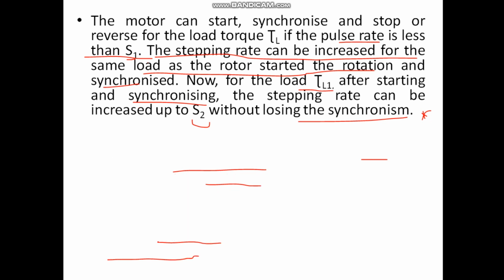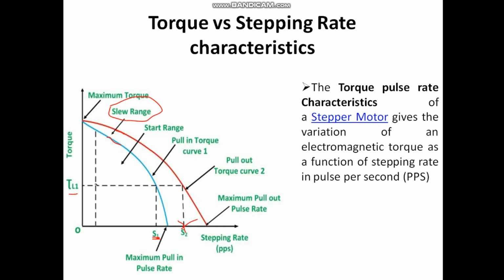Hope this is clear. You need to remember this curve. Draw it neatly and explain all the points here. What do you mean by maximum torque? What is your slew range? I have written starting range; it means this is the range where my motor starts. In the region between 0 and S1 my motor starts. This curve is for pull-in torque, the second curve is pull-out torque, and this is the maximum value of the pull-out pulse rate.